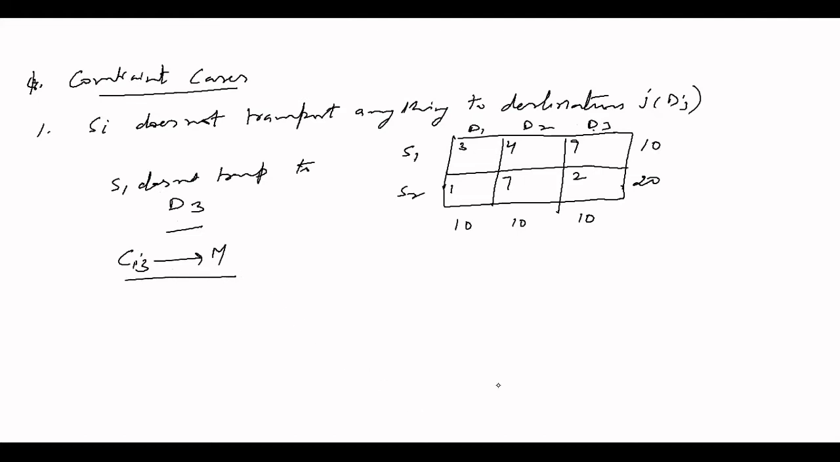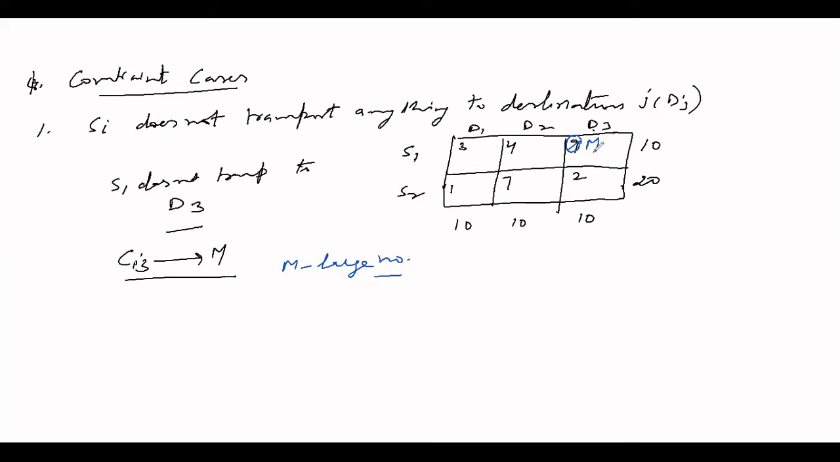So what we are going to do here is remove the 9 and put capital M here, where capital M is a very large number, just as in the Big M method. Okay, so what will happen in this case? Suppose you are using the least cost method or the northwest corner rule, you won't be able to transport anything here.